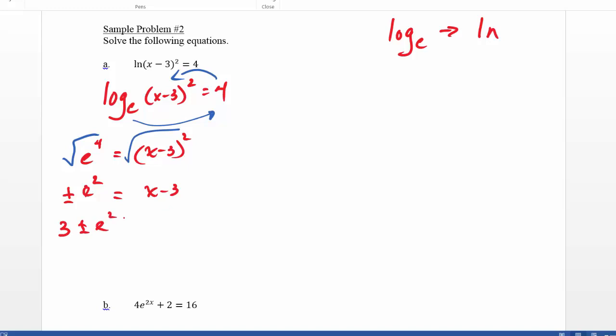Now, that being the case, e squared is an actual number. You can punch that number into your calculator, and you can either add it to 3 or you can subtract that from the given 3 value. So we need to go ahead and come up with those two approximate values. And you get roughly these values right here when you do that.